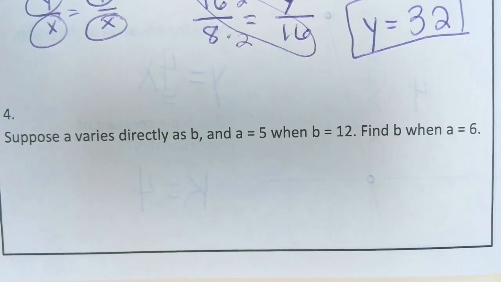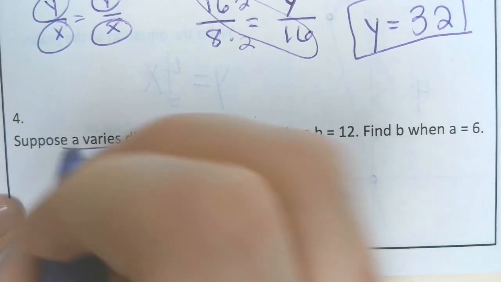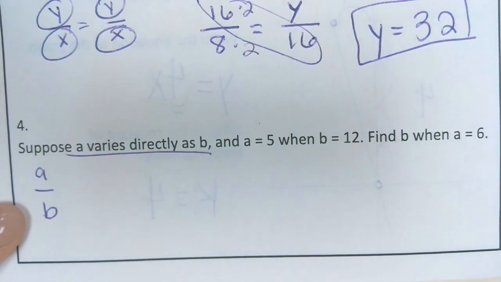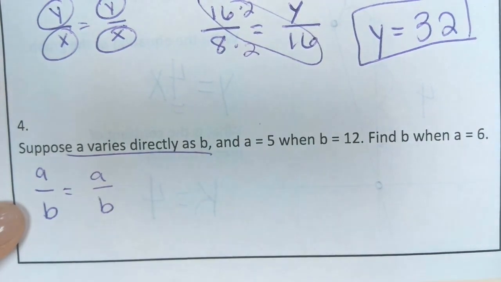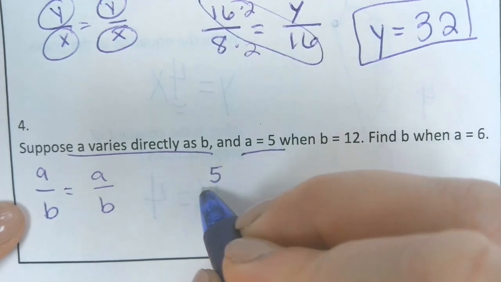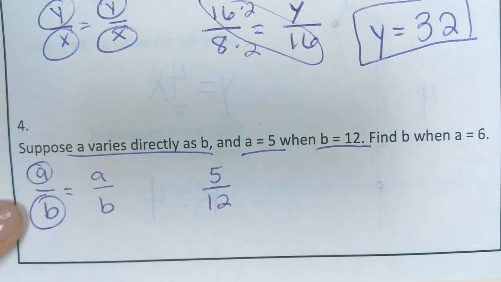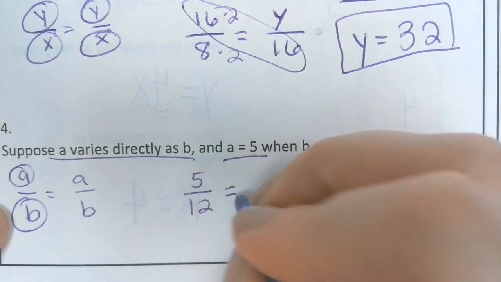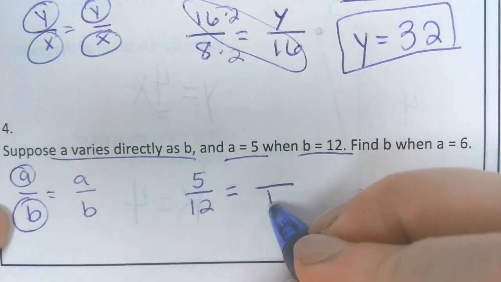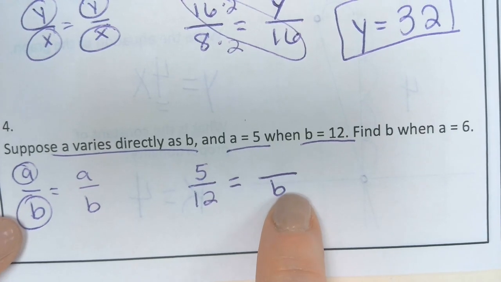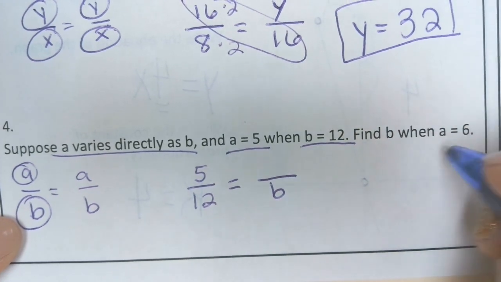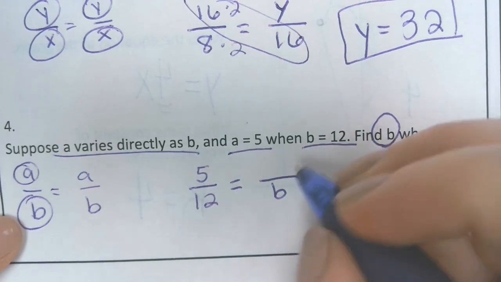All right, let's look at 8. Suppose A varies directly as B. So now we have two different variables, A and B. So I'm going to go ahead and put A over B equals A over B. And then I'll plug in the numbers. A is 5, so that's my top, when B is 12. So it's 5 over 12. Find B. So we don't know what B is. I know it's on bottom though, so I'm going to put in the letter B because that's what I'm finding. When A equals 6, so it looks like that.